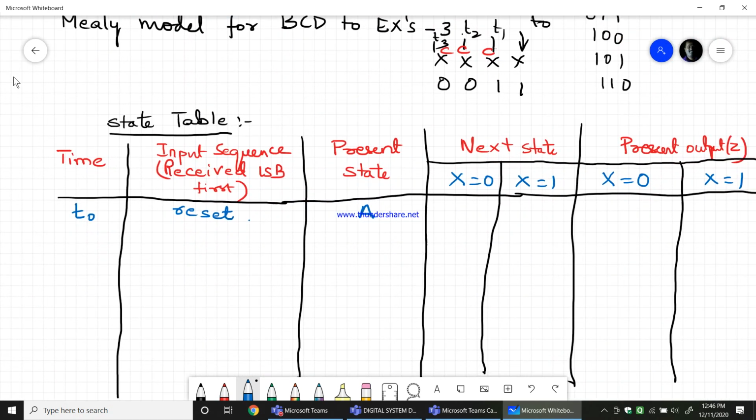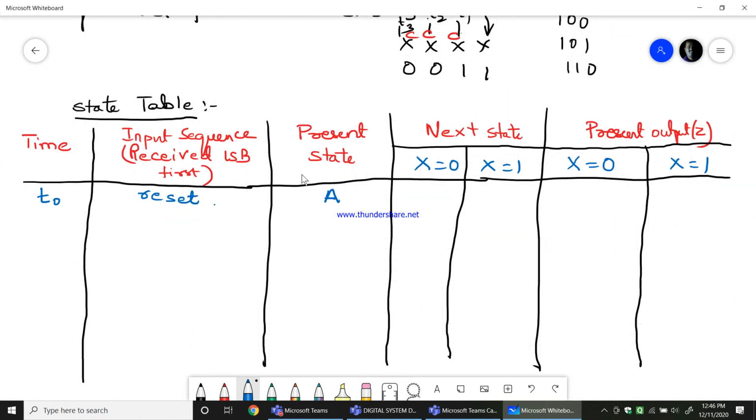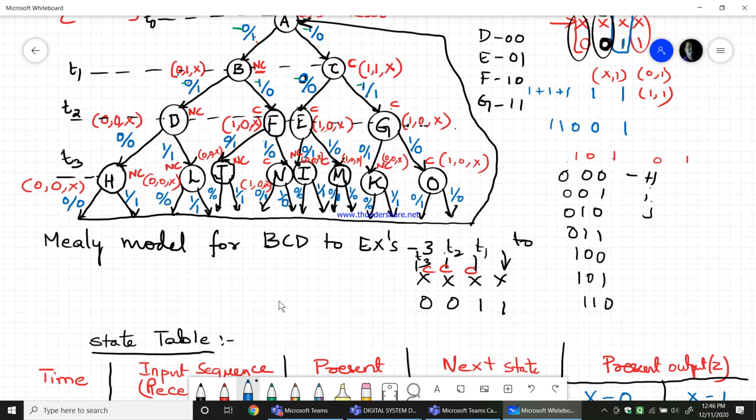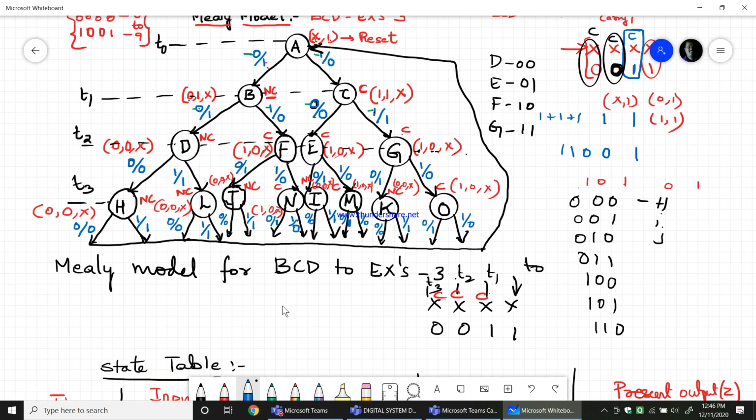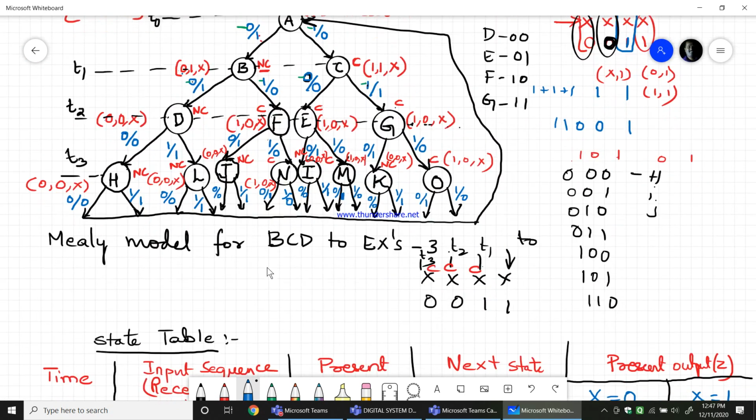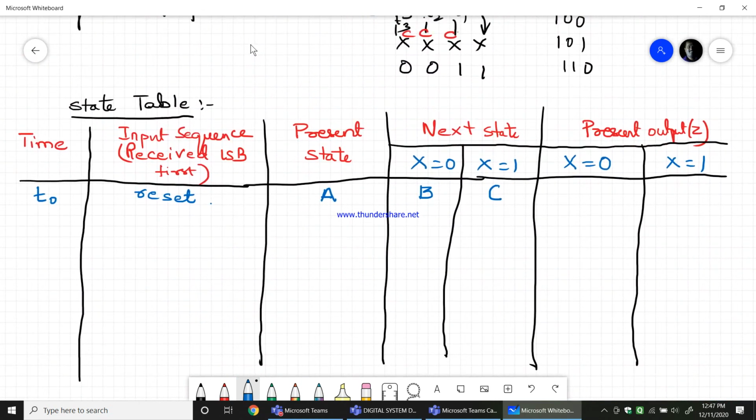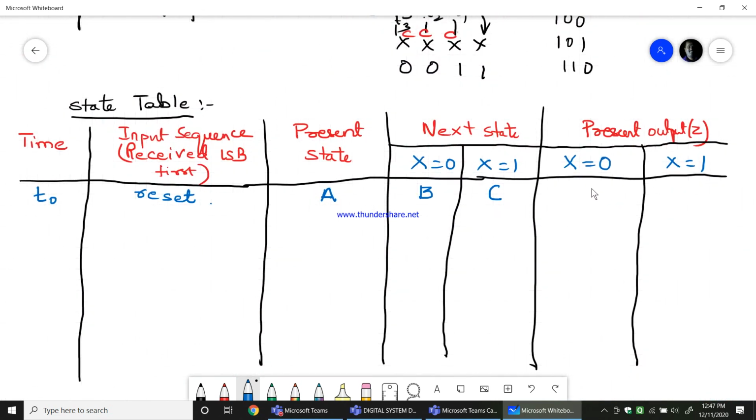Therefore, at input 0 it is B, at input 1 it is C. Similarly, if you see the output for those states B and C, the output is 1 for input 0 and the output is 0 for input 1. So the output is 1 for input 0 and for 1 it is 0. So this is T0.